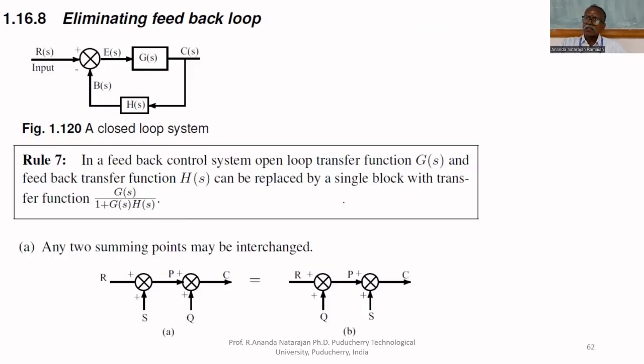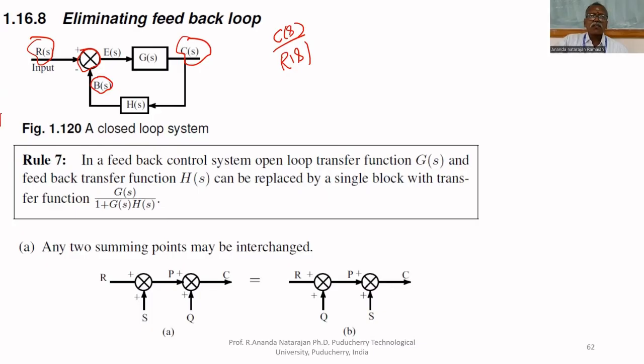The seventh rule says R(s) and C(s) are input and output. You have to find C(s) upon R(s). This is the summing block. Let us call the feedback signal B(s).